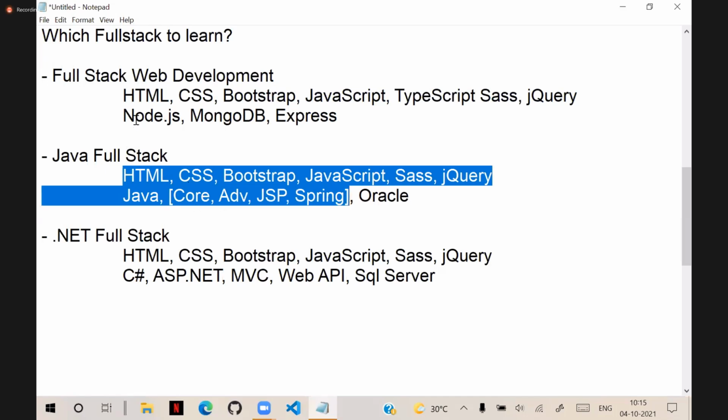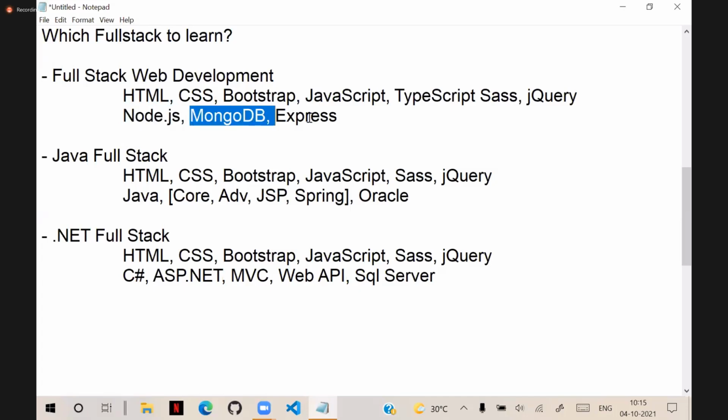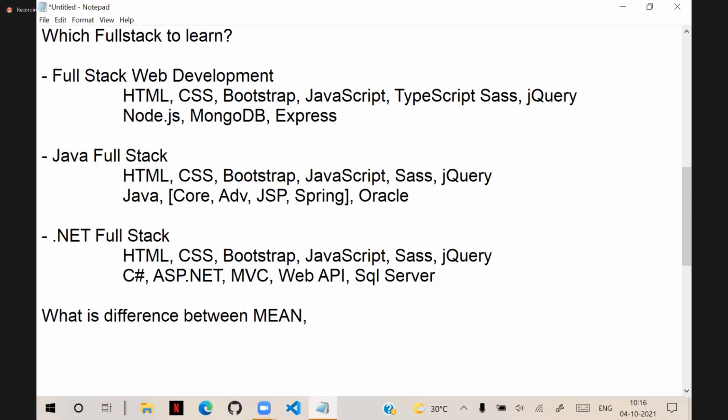Okay, here we are going to learn Node.js, MongoDB, and Express. And one more important thing: many times people have a doubt about the difference between MEAN stack, MERN stack, and full stack. Sometimes this doubt comes regularly. What is the difference between MEAN stack, MERN stack, and full stack?